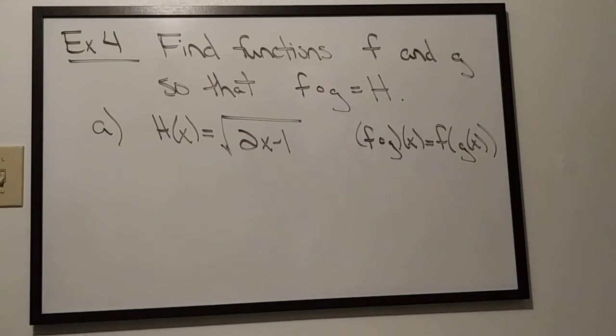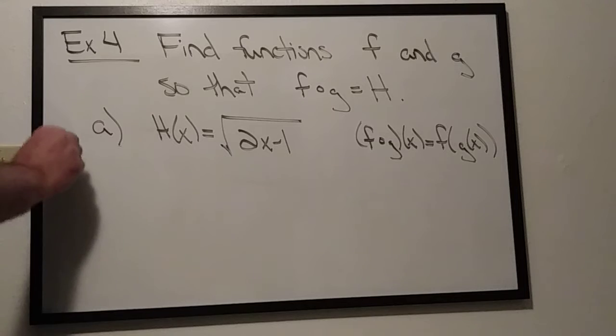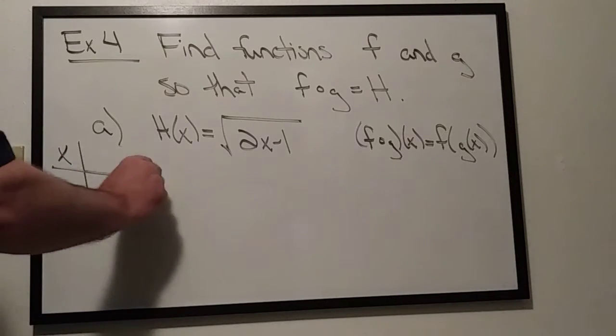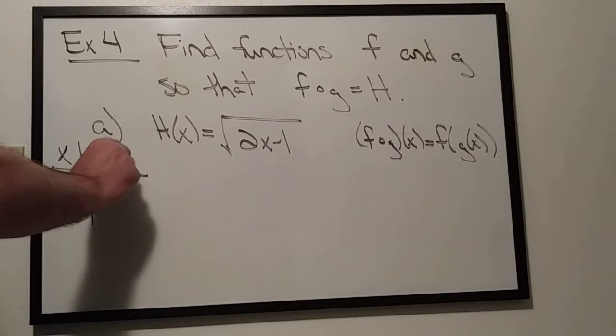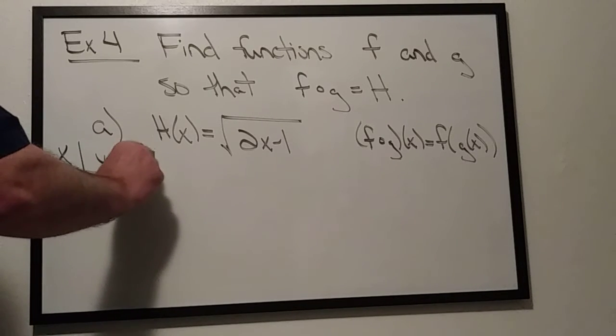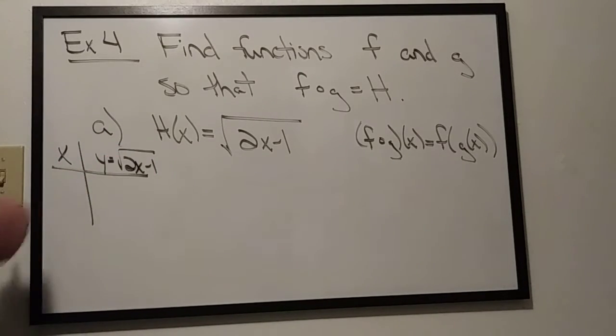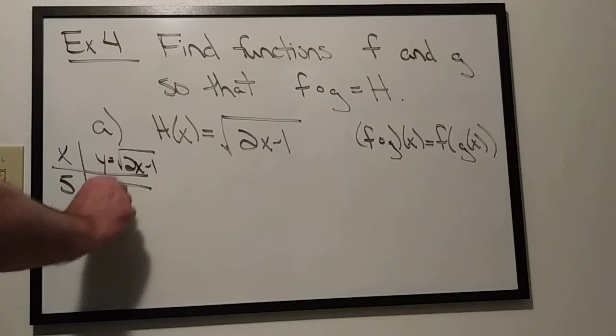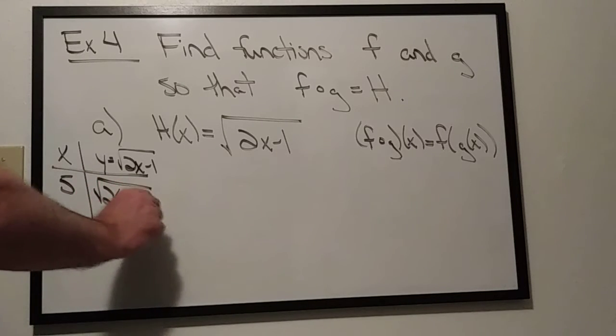Now, sometimes people struggle with that a little bit, so I'm going to go off to the side and just talk more about that idea. So let's think about this in terms of an xy table. We have an x, we have a y, and that y is equal to the square root of 2x minus 1. Well, if I choose an x value of 5 here, we're going to end up having then a y value of the square root of 2 times 5 minus 1.